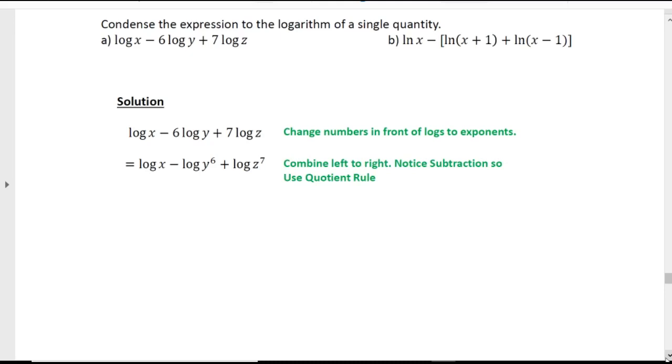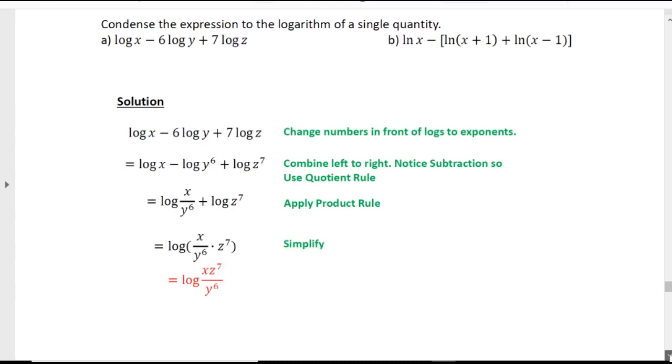Notice that these two here are being subtracted. So we can use the quotient rule and put them as division. So we end up with log of x divided by y^6. And now we're adding log z^7. So we can use the product rule, which means that since they're being added, we put them together as multiplication. So we multiply x divided by y^6 times z to the 7th. So that becomes x times z^7 divided by y^6.